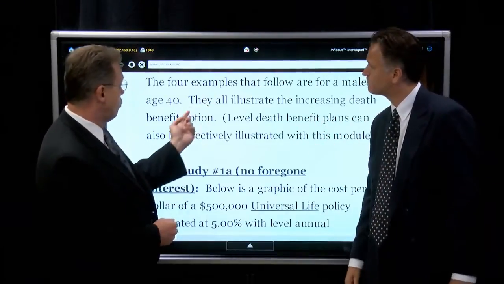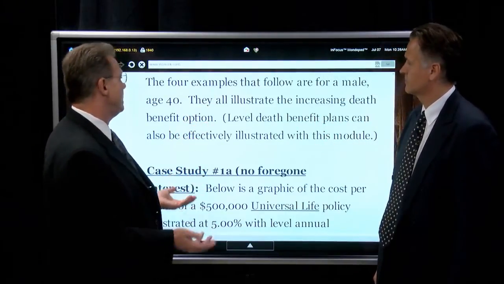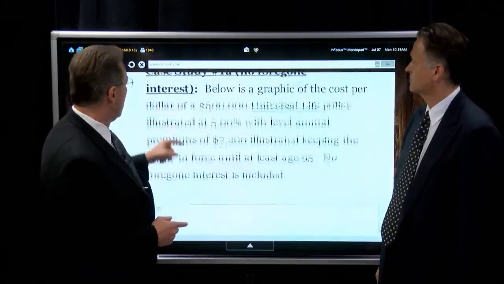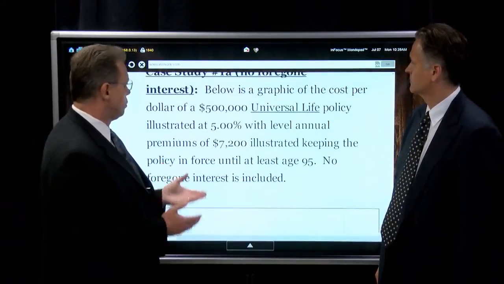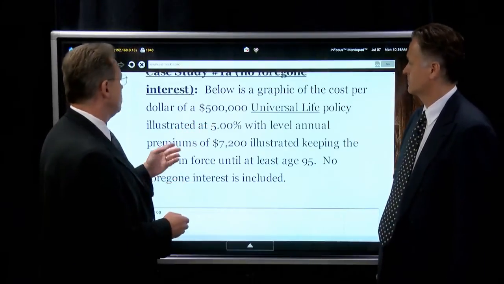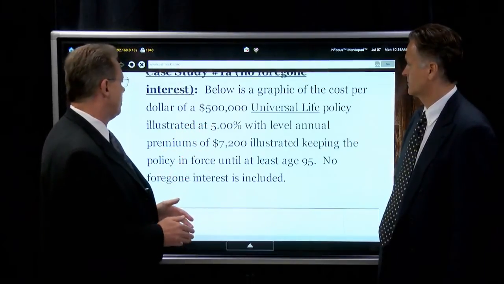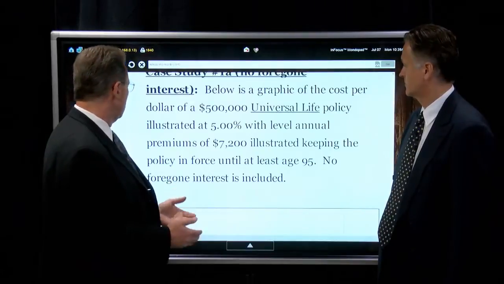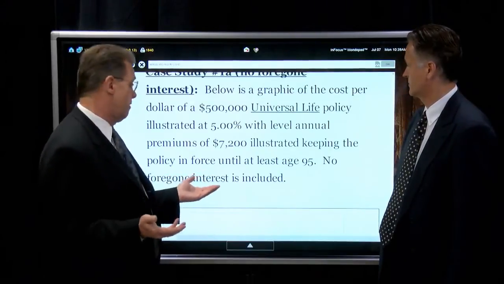Well, we're using a male 40, and the illustration is going to use an increasing death benefit option. In our case study, we're showing a graphic of cost per dollar for $500,000 using a universal life policy illustrated at 5% with level annual premiums of $7,200, illustrated keeping the policy in force at least to age 95.